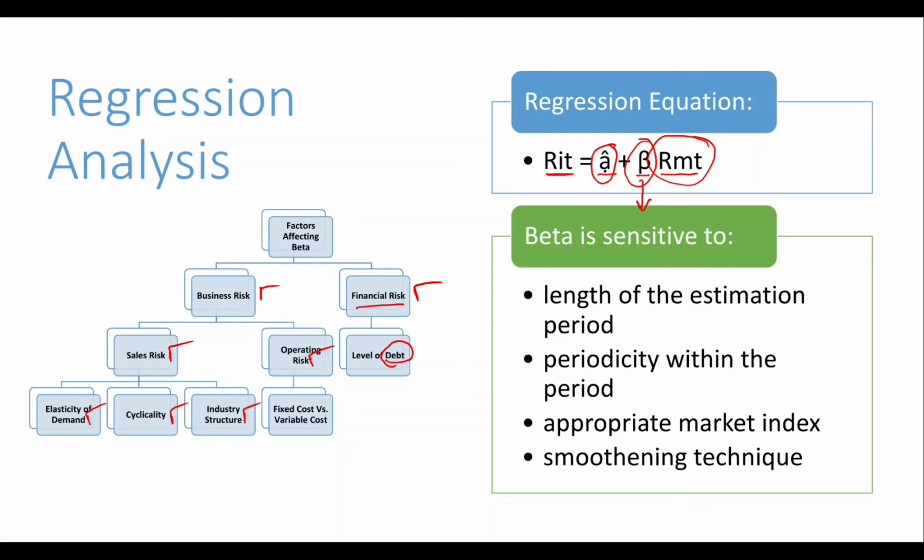Now, another important thing about this beta that we calculated using regression analysis is that it is raw or unadjusted, and it needs to be adjusted because it tends to move towards the value 1 in the long run. When the value of beta is 1, it would mean that the expected return on equity would be exactly equal to the market expected return, which of course may not be the case. So we gotta readjust the beta.